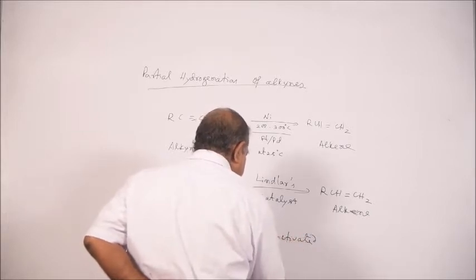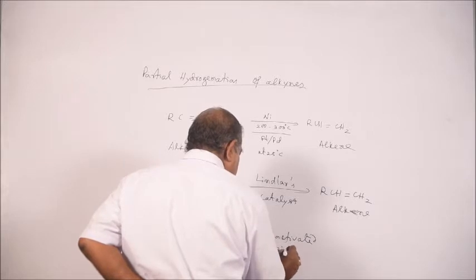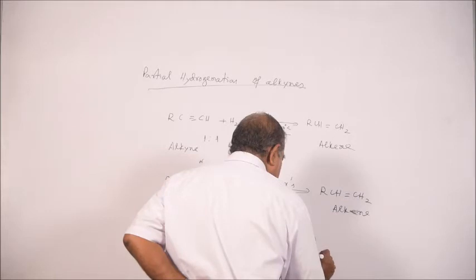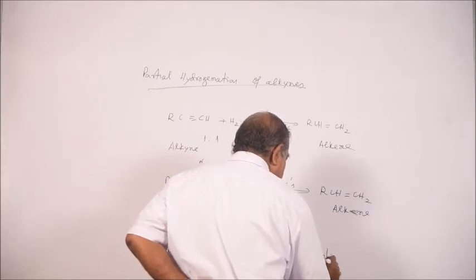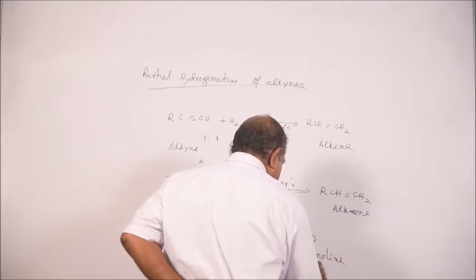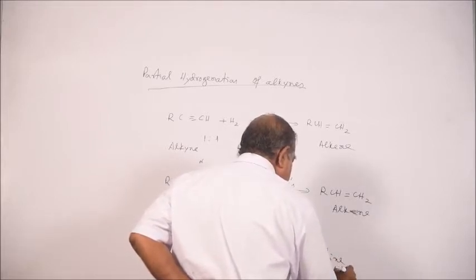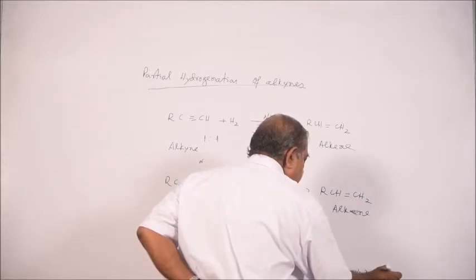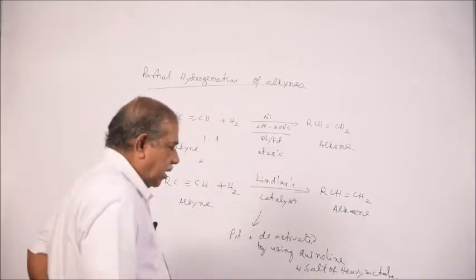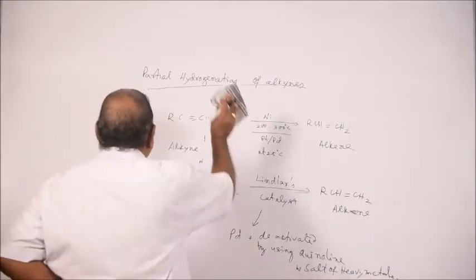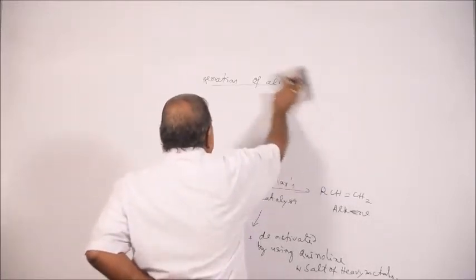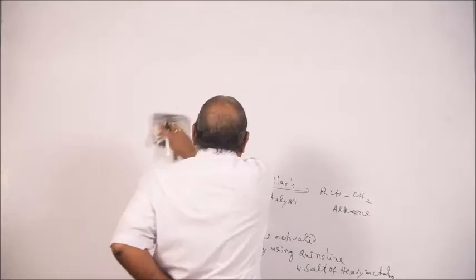by using quinoline or salt of heavy metals, so that the reaction will be only a one step reaction. So these are a few methods of preparation of alkenes. Next we shall proceed to their chemical properties.